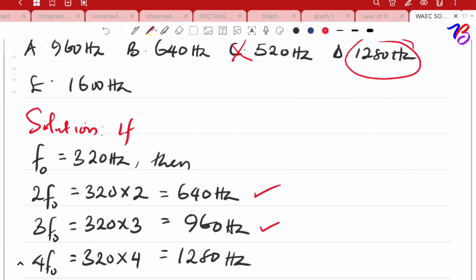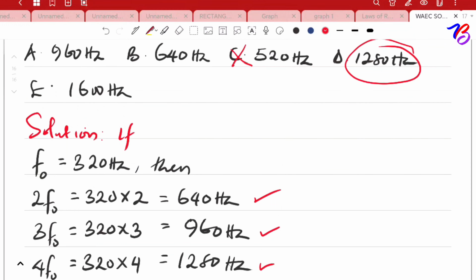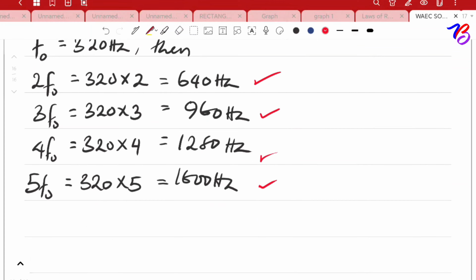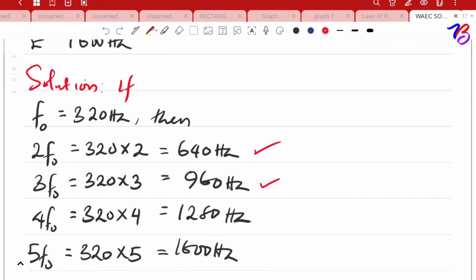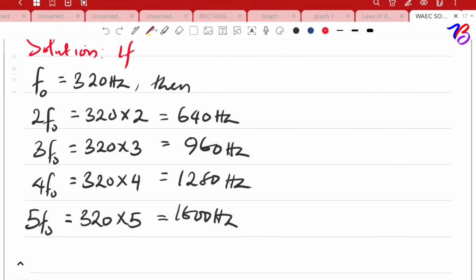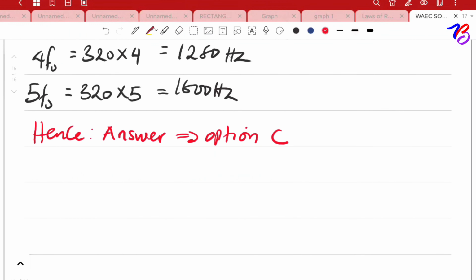Then 1280 Hz. We have it. You can see that 4F0. Then 1600 Hz. We also have it as 5F0. So definitely our answer becomes option C, 520 hertz. So in case you have any question, you can drop them below. So hence our answer is equal to option C.